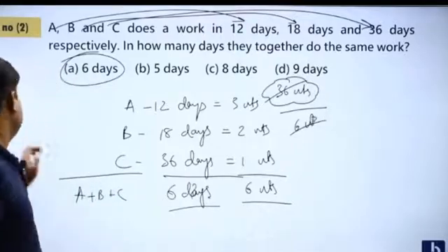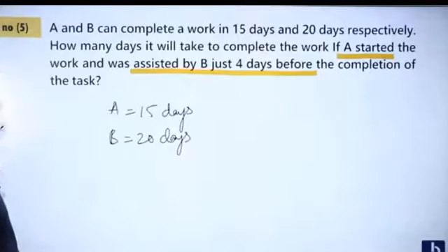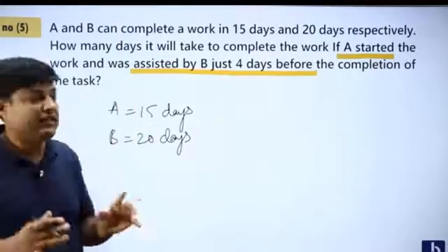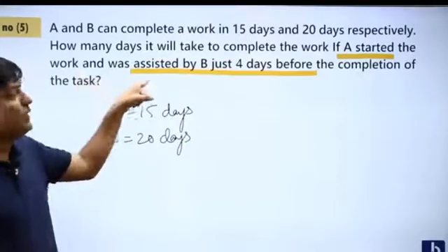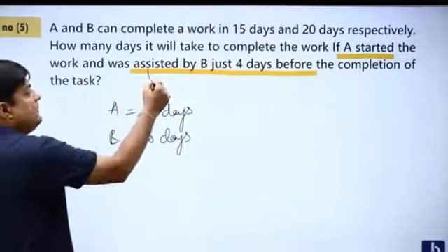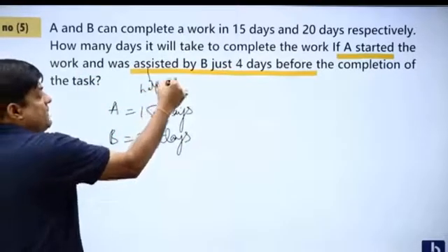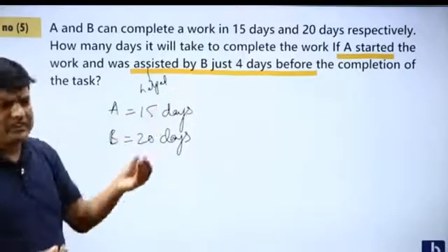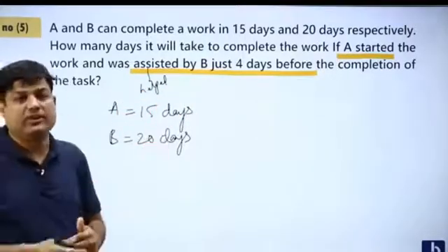Okay. Now let's move forward and do this question, everybody. What is said is that A can do in 15 days, B can do in 20 days. But A started the work, and was helped. Assisted is nothing but helped. And was helped by B just 4 days before the completion of the work, not the initial days.